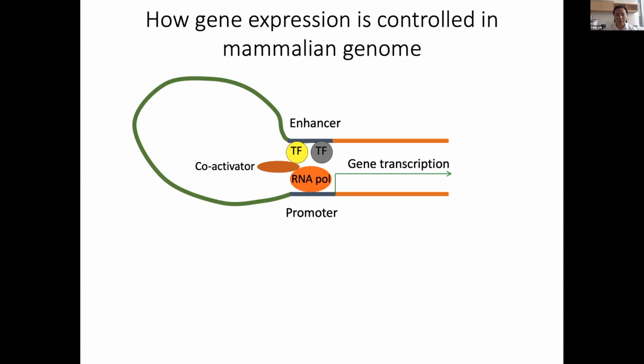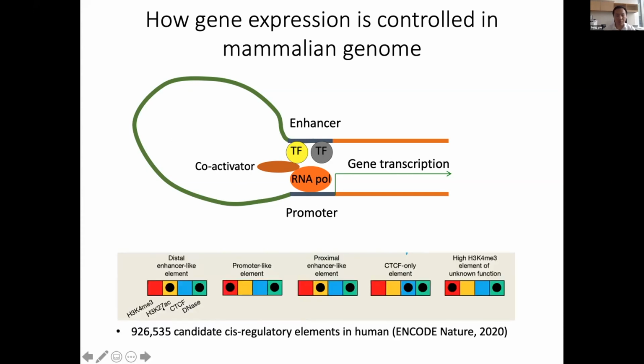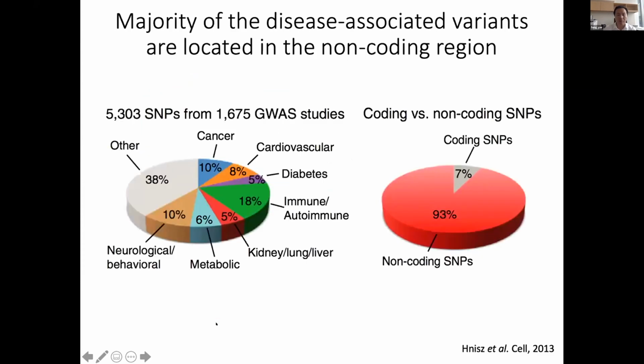So how many enhancers are there in the genome? According to the latest research by the ENCODE Consortium, Nature 2020, by examining the ChIP-seq for different histone modifications and the open chromatin signals, we are able to identify close to 1 million such elements in the human genome. This figure is from a couple of years back. In that paper, the authors showed that back then there were more than 5,000 SNPs.